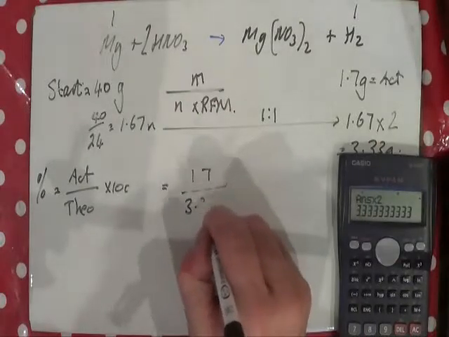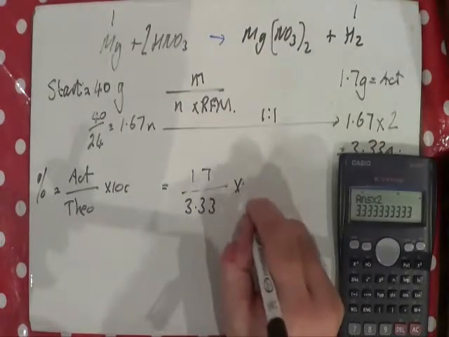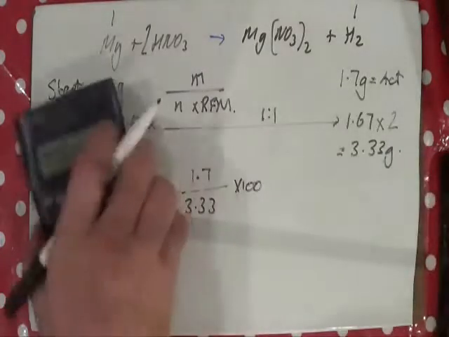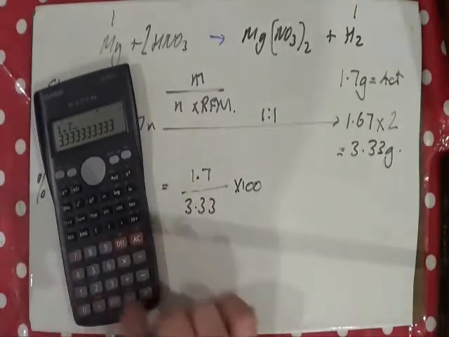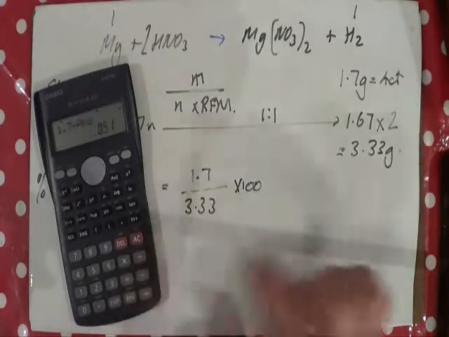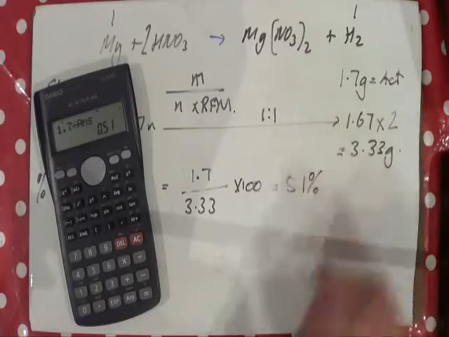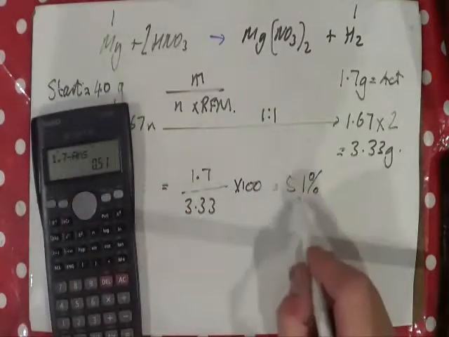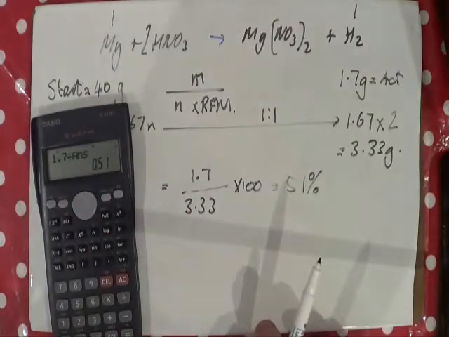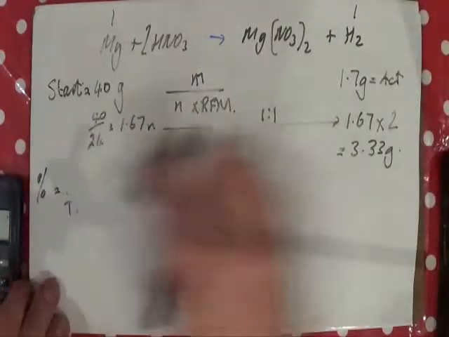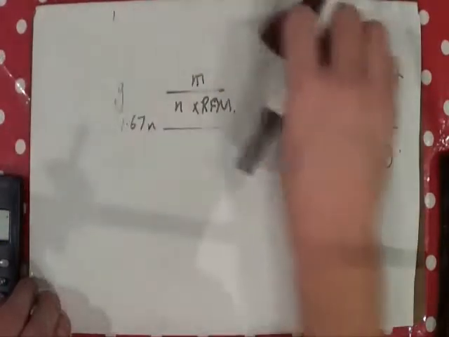So it's divided by 3.33, and that's multiplied by 100. Okay, so 1.7 divided by that, multiplied by 100, is 51 percent. So you're only really making half of what you'd expect. So you have quite a lot of waste in this particular calculation. So again guys, once you think you've got these, it's probably best that you just pause the video and have a go at a few of them yourself.